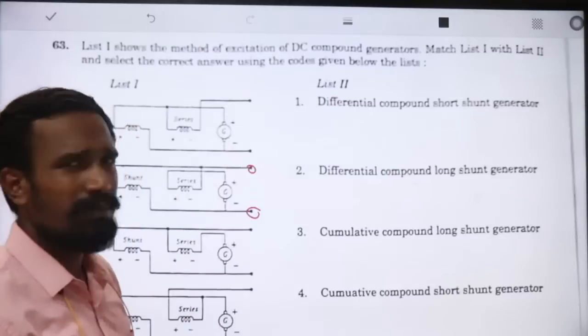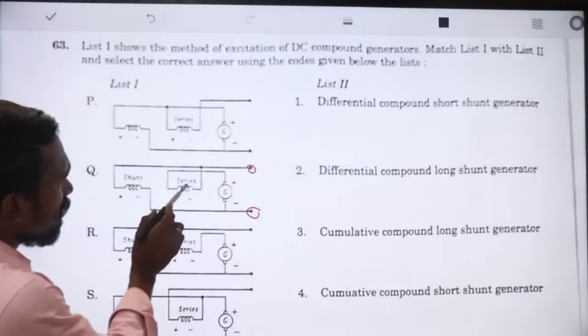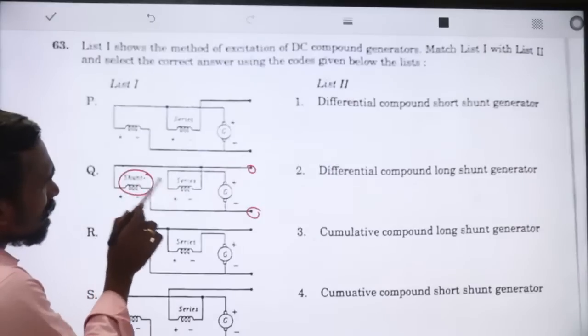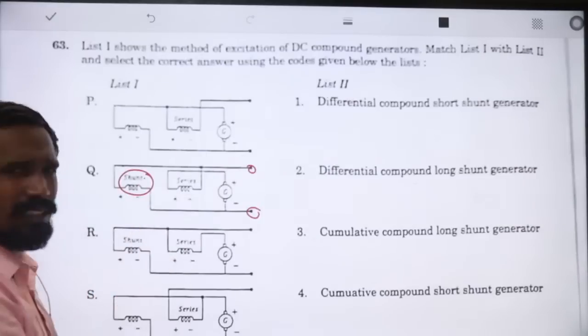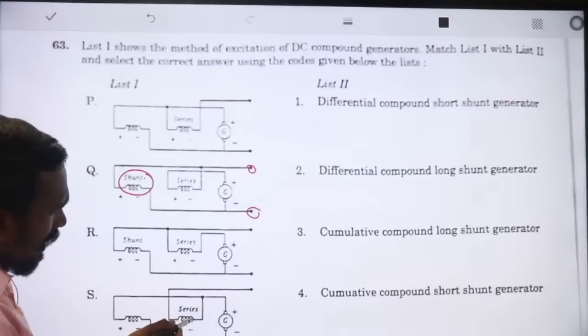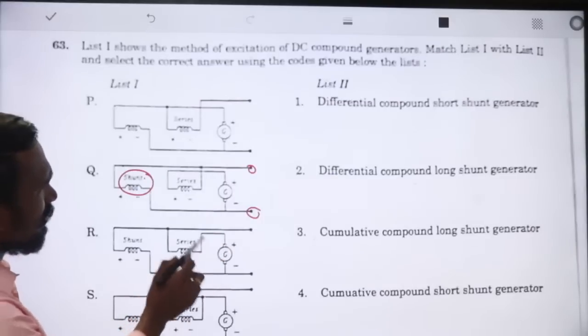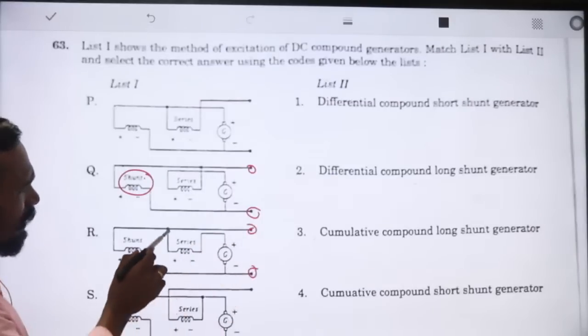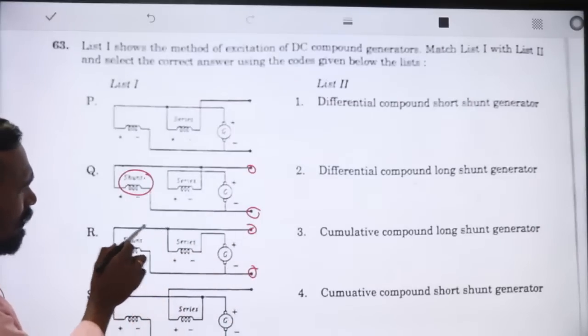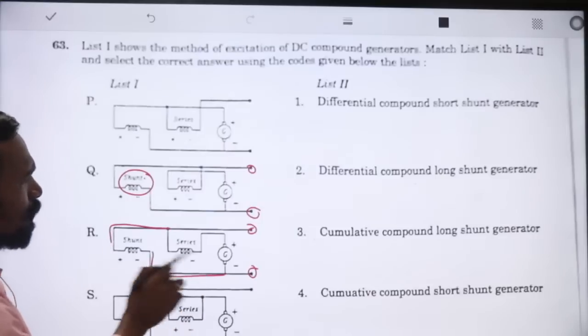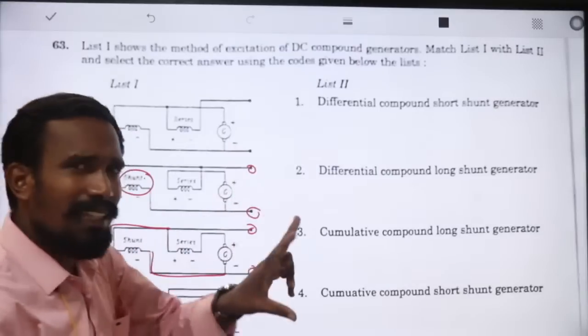They gave G, because this shunt winding is connected in parallel to both. And this is also long shunt, because these two are in series and this parallel combination is across both. So these two are the long shunt.